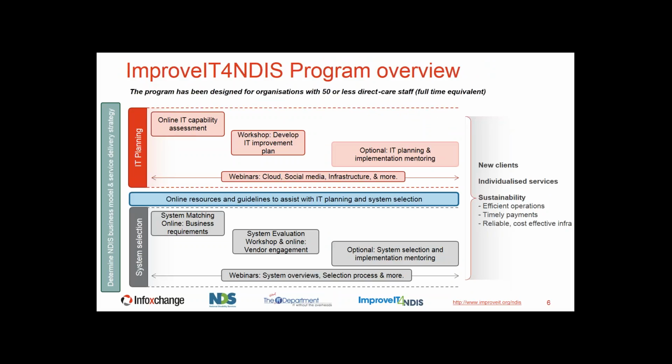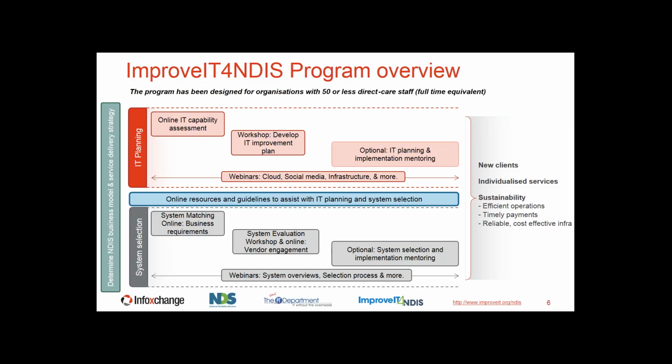Now, the NDIS program has been designed for organisations with 50 or less direct care staff. That's sort of full-time equivalents. And I know that many organisations, or most organisations, have a large proportion of staff who are part-time, so it's 50 or less direct care staff, full-time equivalent. So if everyone was half-time, that's about 100 actual staff.